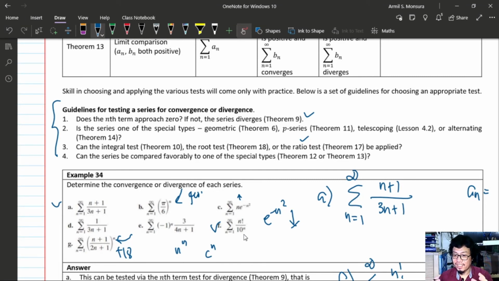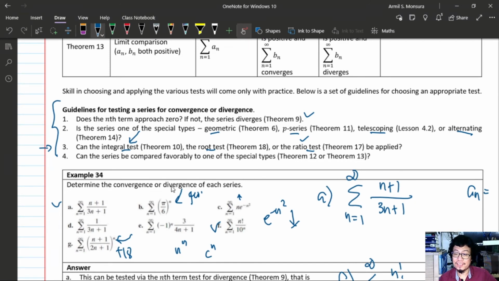But one thing is clear: Theorem 9 would not apply here. Now, can we consider this to be geometric? No. This is not a geometric series. Is this a p-series? No. Is this a telescoping series? No. Is this an alternating series? No. So we'll go to the third tier, which is about the integral test, the root test, or the ratio test. Now, in between the integral, the root, and the ratio test, the integral test would seem more logical.